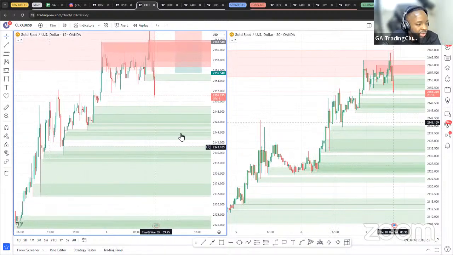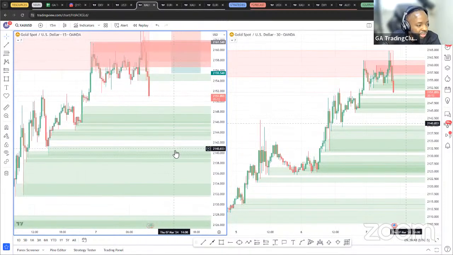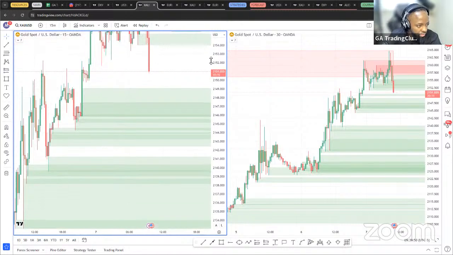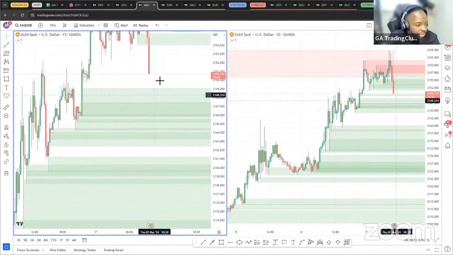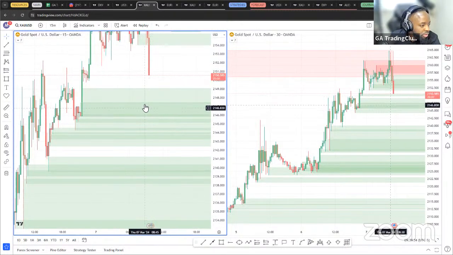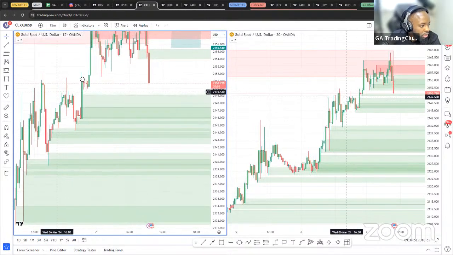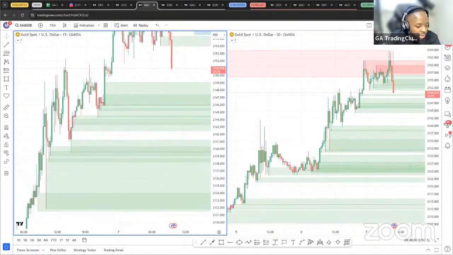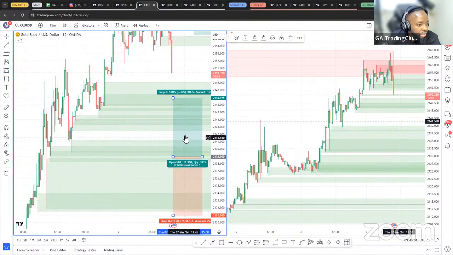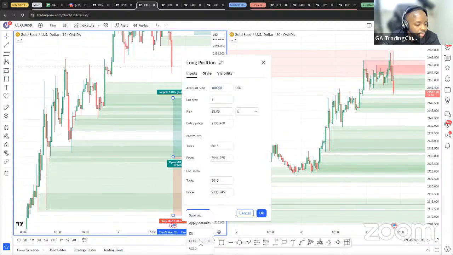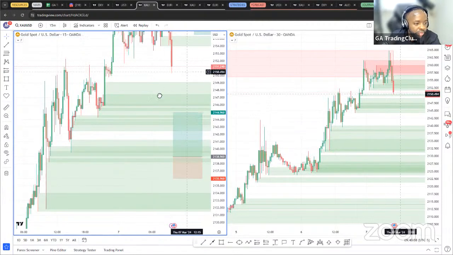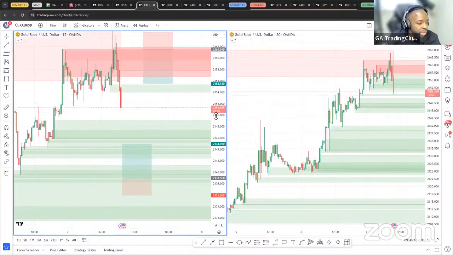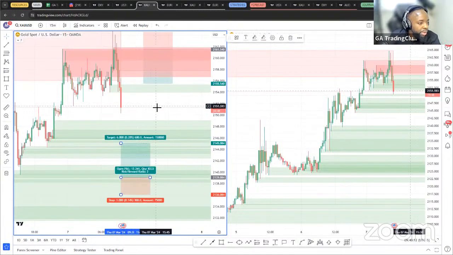you also need to look at where there's nice and proper structure on gold or on whatever instrument you're looking to trade. So here we're looking for, I would say 2140. This looks like a nice area on gold. And if price gets to any of these zones, I'll show you guys how to go about it.